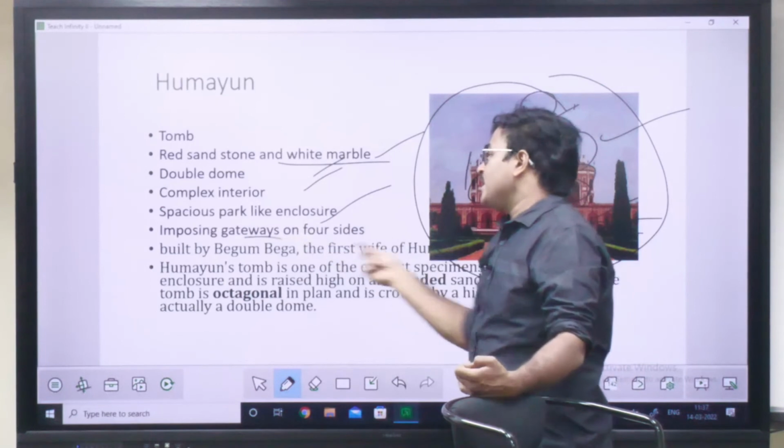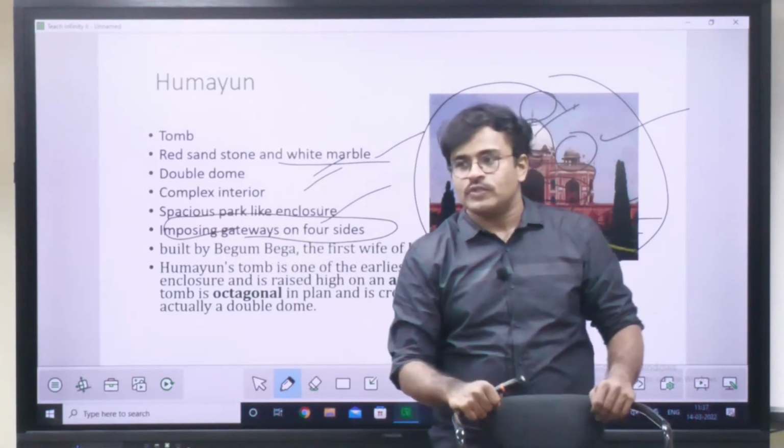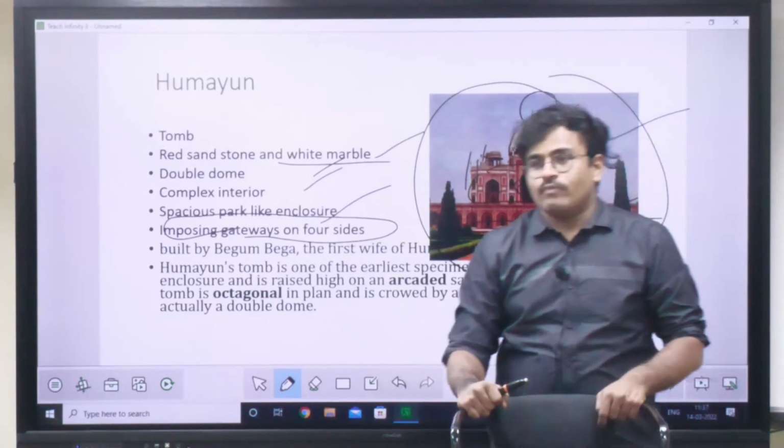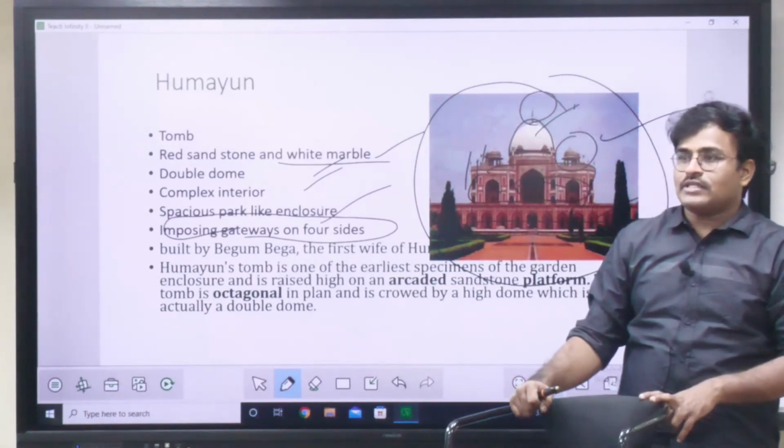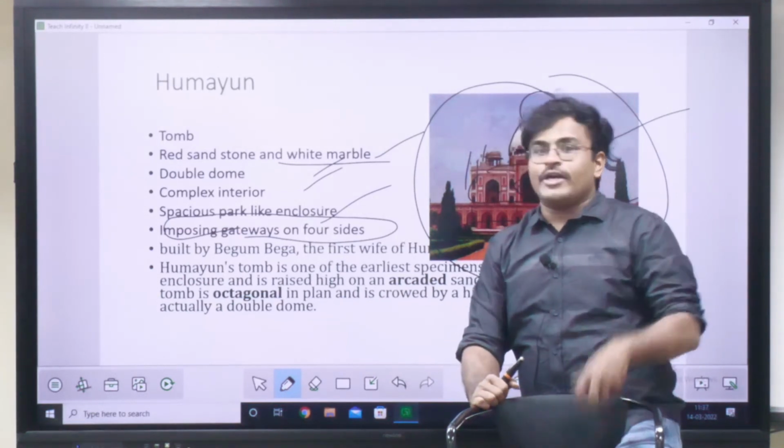And it also contains imposing gateways on all the four sides. Who used gateways earlier in forts? Khiljis also used the gateways. That is Alai Darwaza you were talking about. But Alai Darwaza is a commemorative gateway.